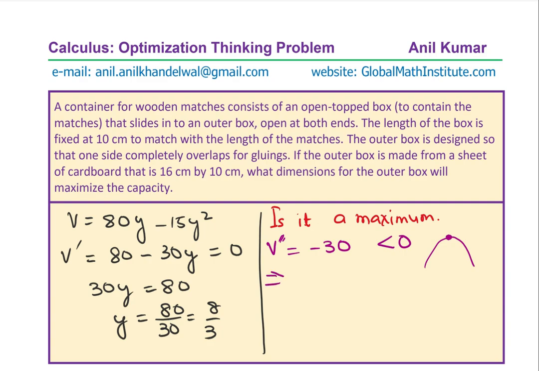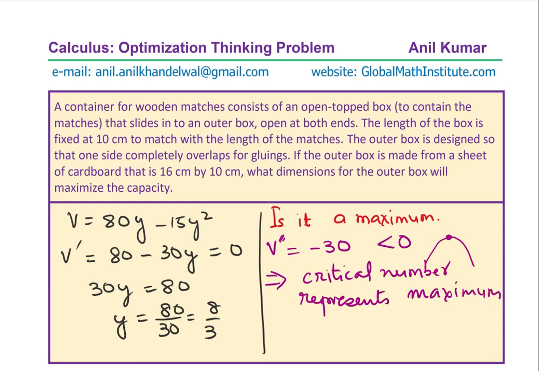And this implies that the critical number represents a maximum. Very few students use the second derivative, and that is why in this particular example I have taken that as the proof.